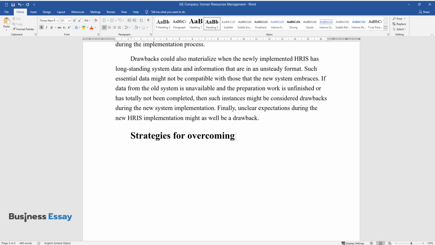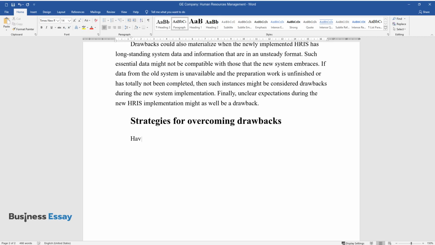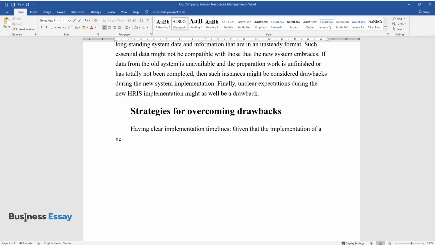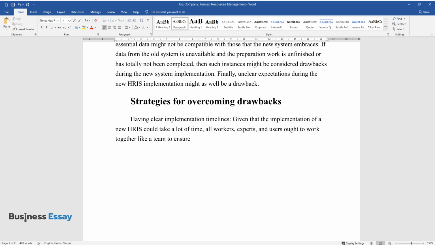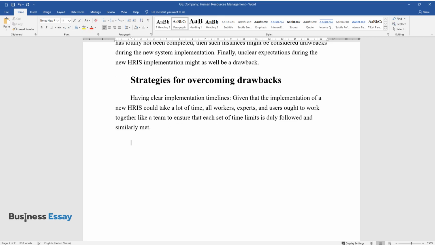Strategies for overcoming drawbacks. Having clear implementation timelines. Given that the implementation of a new HRIS could take a lot of time, all workers, experts, and users ought to work together like a team to ensure that each set of time limits is duly followed and similarly met.